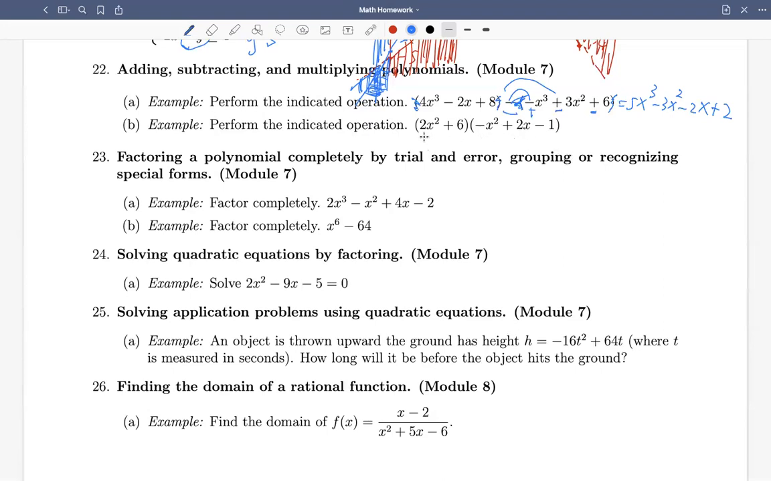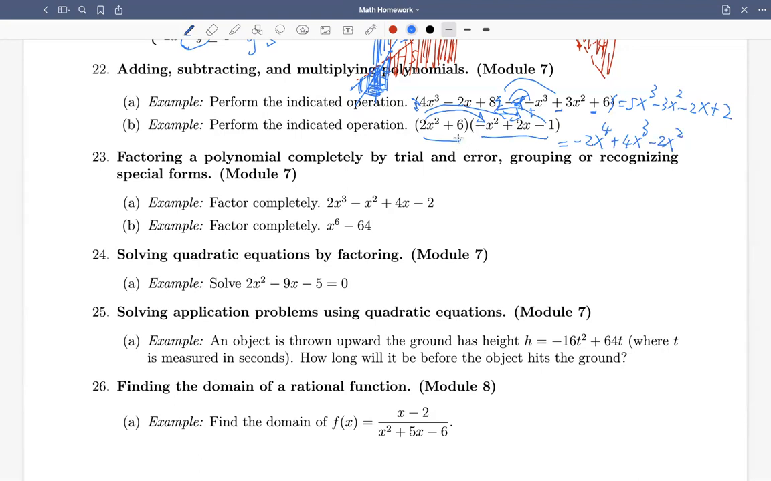The second one, we have this binomial multiplied by the trinomial. So we distribute: we multiply 2x squared with negative x squared, we multiply 2x squared with 2x, we multiply 2x squared with negative 1. So 2x squared times negative x squared is negative 2x to the 4th. 2x squared times positive 2x is 4x cubed. Then 2x squared times minus 1 is negative 2x squared.